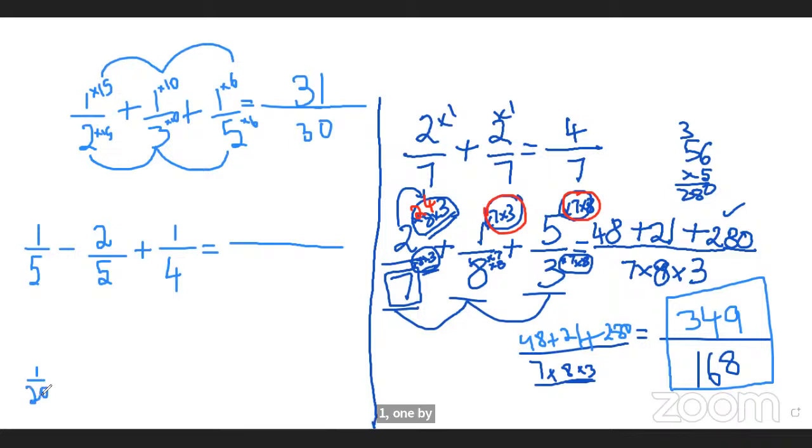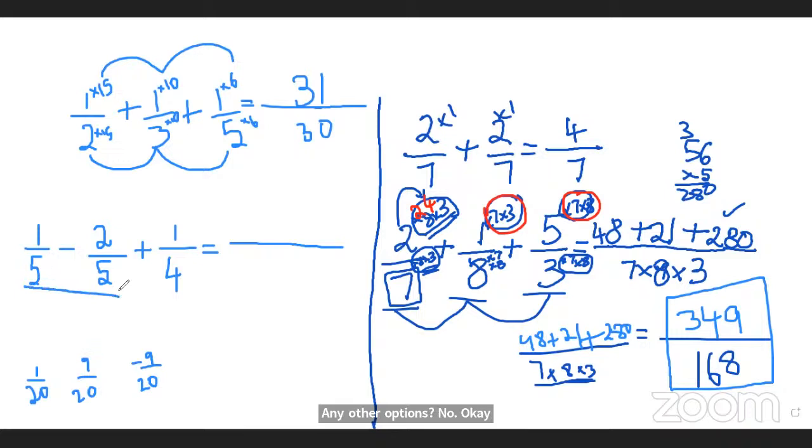Option two, 9/20. Option three, -9/20. Any other options? No? Okay.